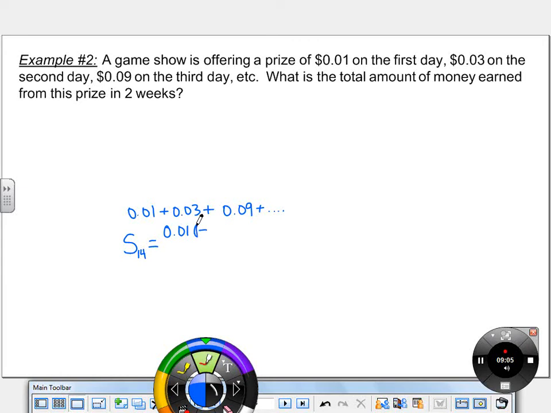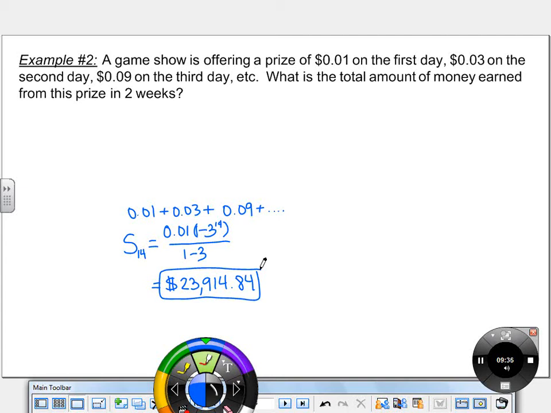1 minus our ratio, notice it's getting multiplied by 3, okay, to the power of n over 1 minus the ratio. So again, I'm going to go ahead and put that into my calculator. And I get something you might find surprising, $23,914.84 for the amount of money you would earn over 2 weeks.